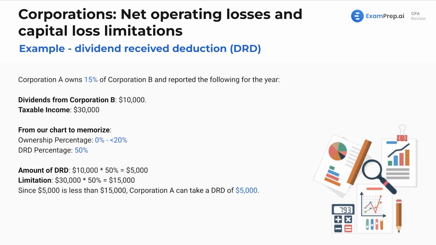All right, starting off strong. Corporation A owns 15% of B and reported the following for the year. We've got dividends from Corporation B of $10,000, taxable income of $30,000. From our chart to memorize, we've got between 0 and 20% ownership. So that means we can deduct 50%. So the deduction is $5,000. The limitation here: $30,000 of taxable income times 50% is $15,000. Since $5,000 is less than $15,000, Corporation A can take a DRD of $5,000 against that $10,000.